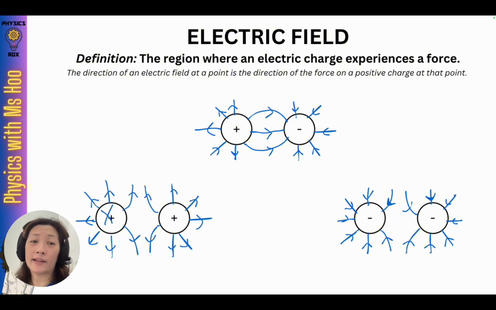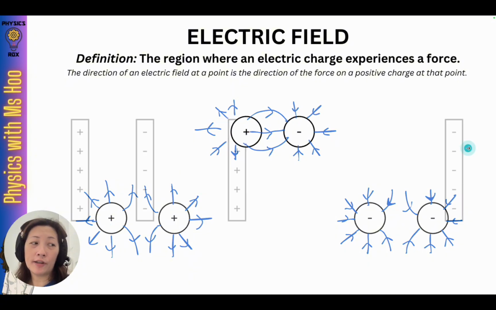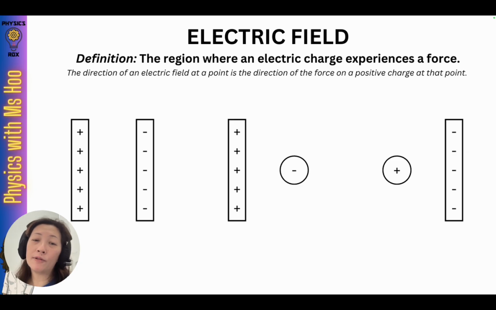That would be incorrect. Now besides spheres, you also need to know how to draw the field lines between parallel plates or plates and point charges. So on this slide, there are three diagrams with which we're going to learn to draw the electric fields. Let's start with the diagram on the left. So on the left here, we have two parallel plates. One plate is positive and one plate is negative.